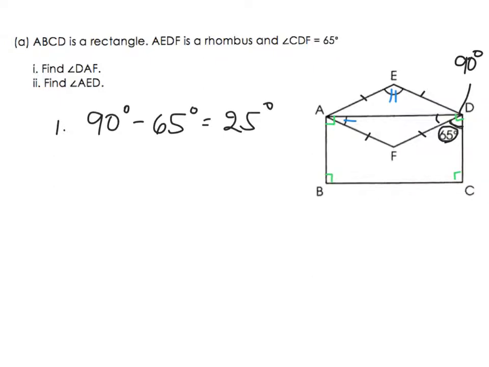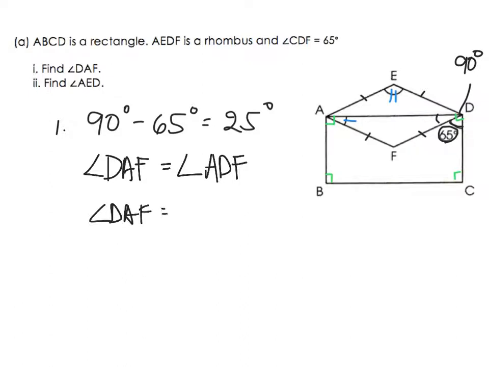Now if you notice carefully, the rhombus actually is divided into two isosceles triangles. So the angle DAF has the same measure as angle ADF. So we've already solved the first item because angle DAF is 25 degrees. Now that covers this triangle over here.